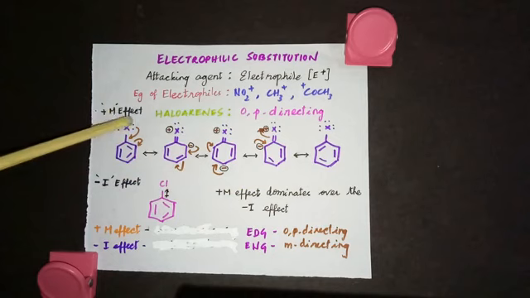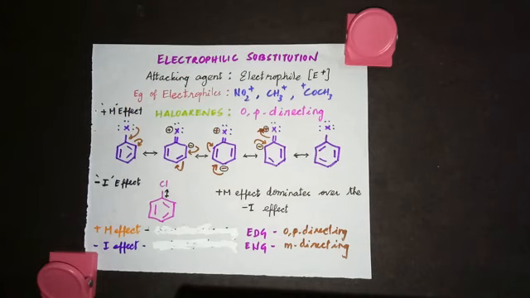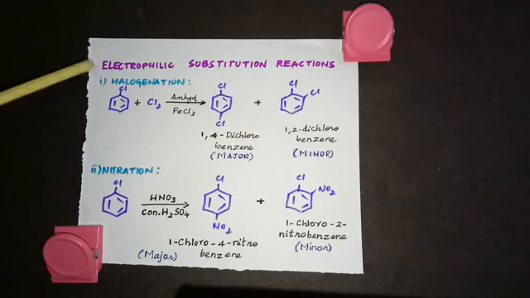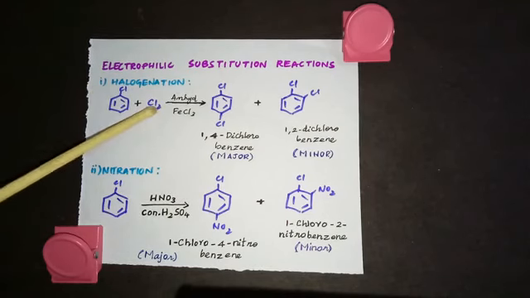Remember, when there is a halogen here on the benzene ring, they will direct the incoming electrophile to the ortho and para position. Now let's see a few examples. The first electrophilic substitution reaction is called halogenation. Here the electrophile is Cl+.